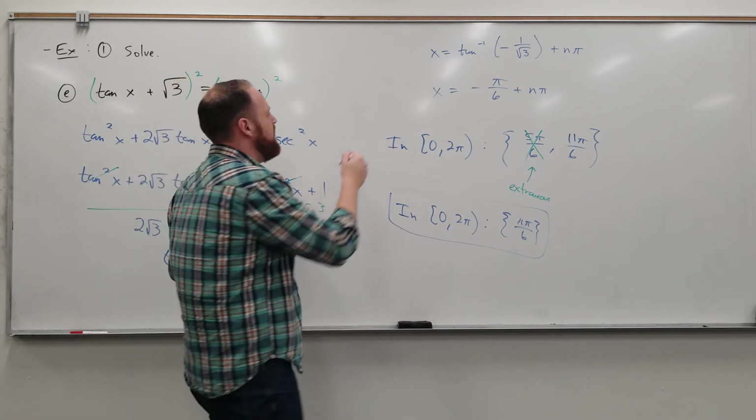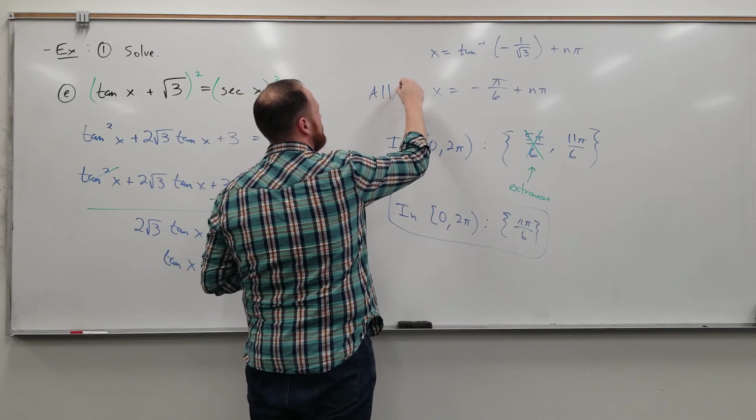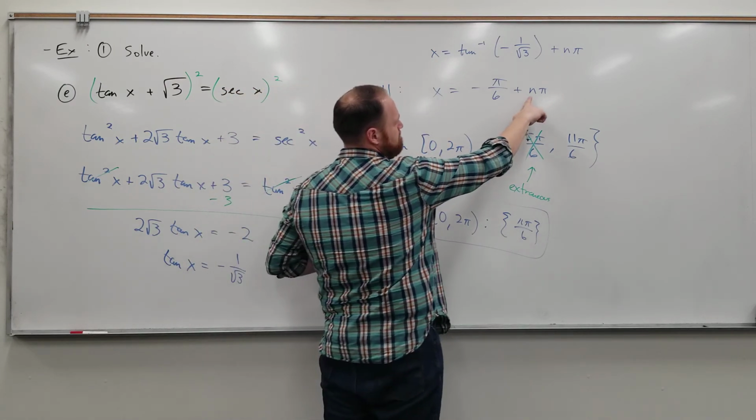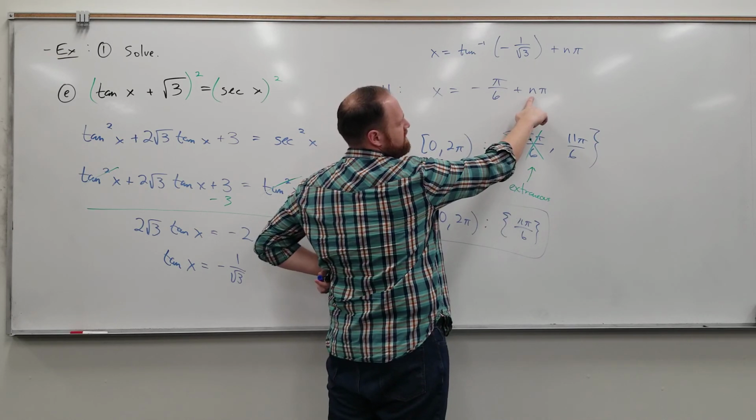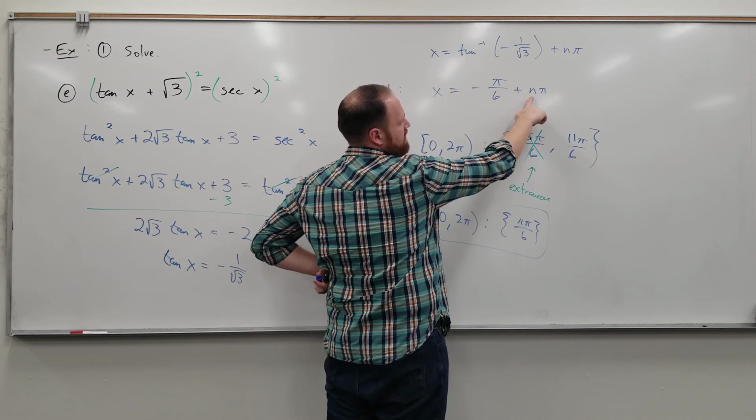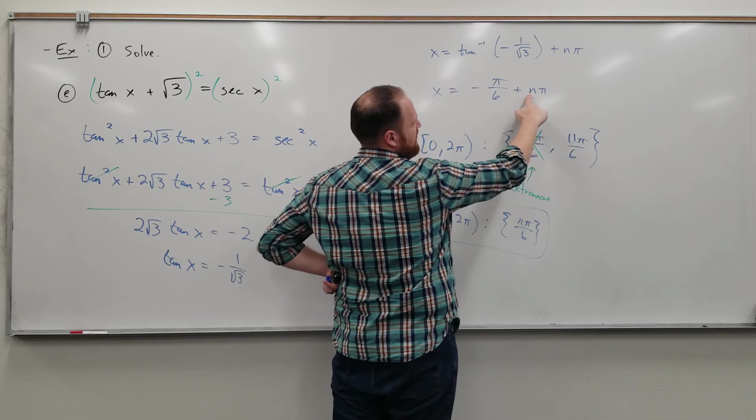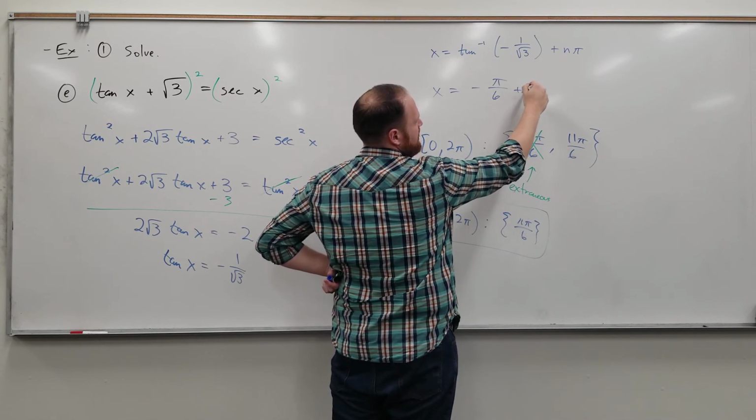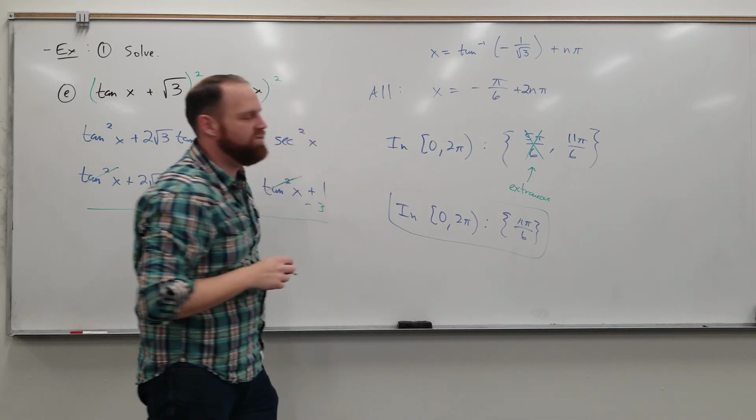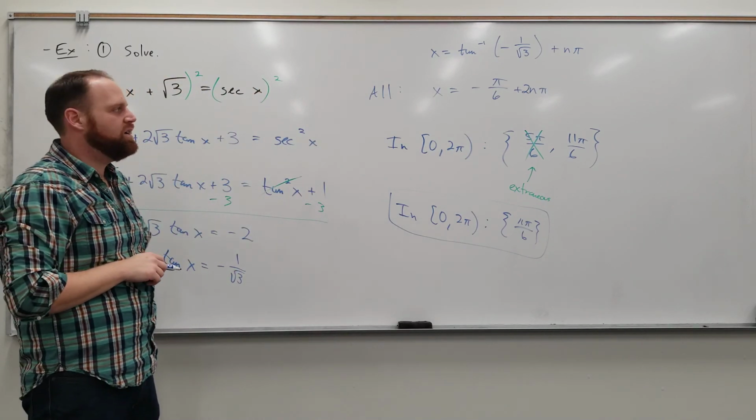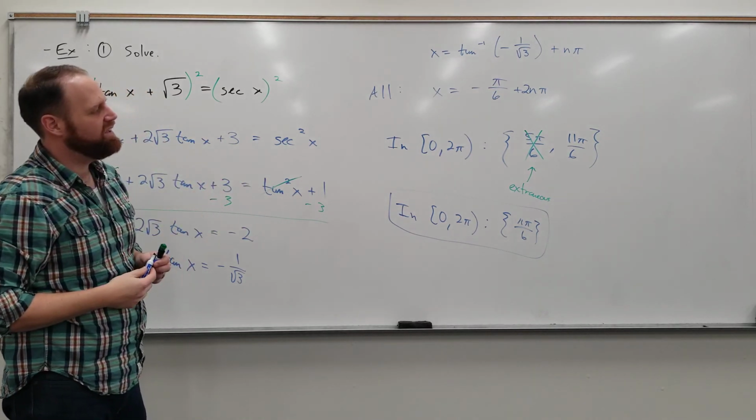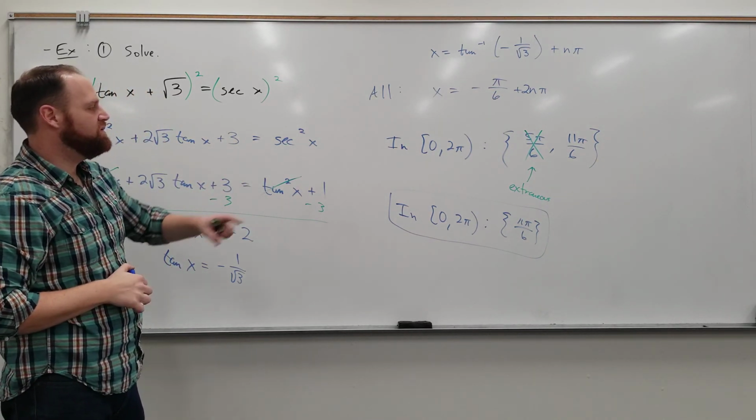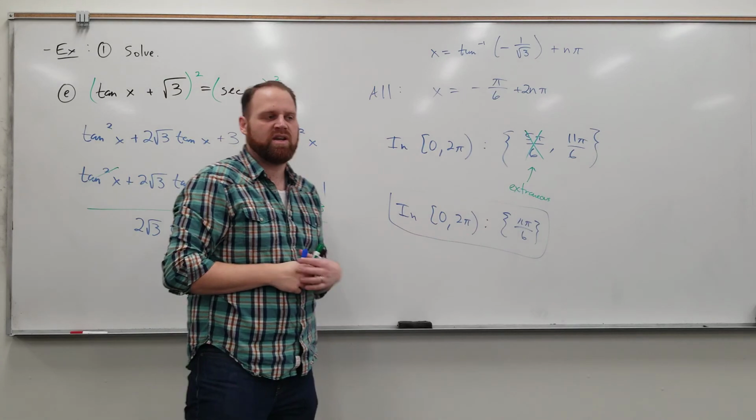If you were trying to describe all of the solutions, then I guess, we got 5 pi over 6 when we plugged in 1. We got 11 pi over 6 when we plugged in 2. So I'm thinking that's probably the solution set for all of the solutions, right? It's just the even multiples of pi that generate the solutions that are not extraneous.